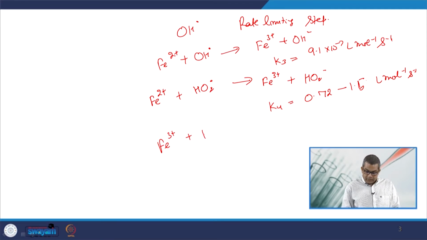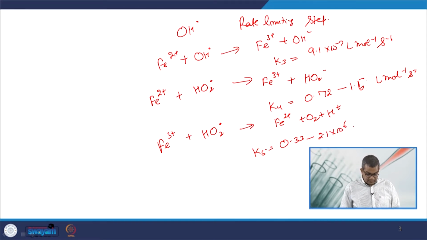Now, Fe3+ plus HO2 radical gives Fe2+ plus O2 plus H+. So another rate constant is in the range of 0.33 to 2.1 into 10 to the power minus 6 mole inverse.